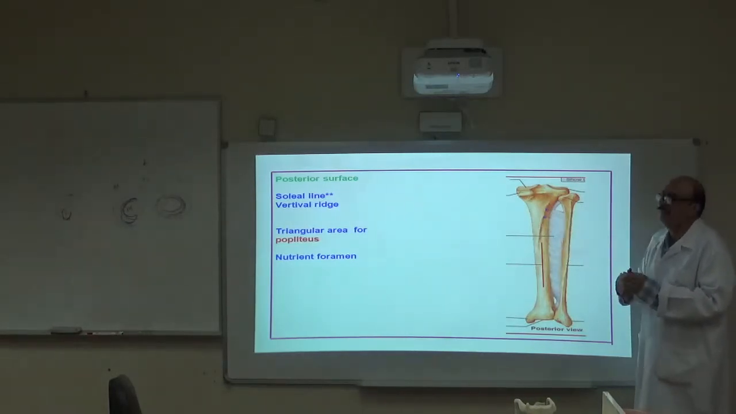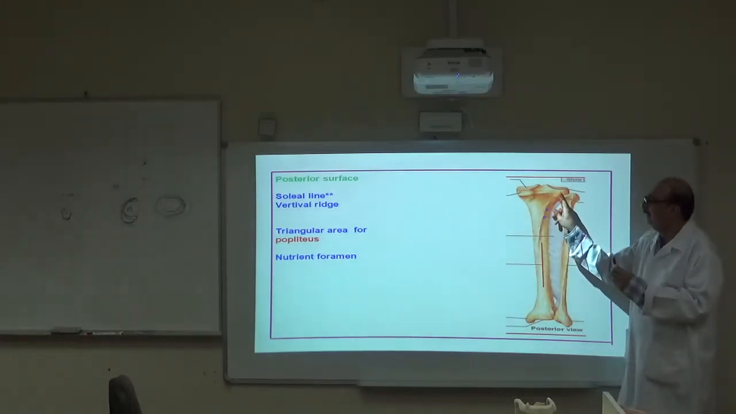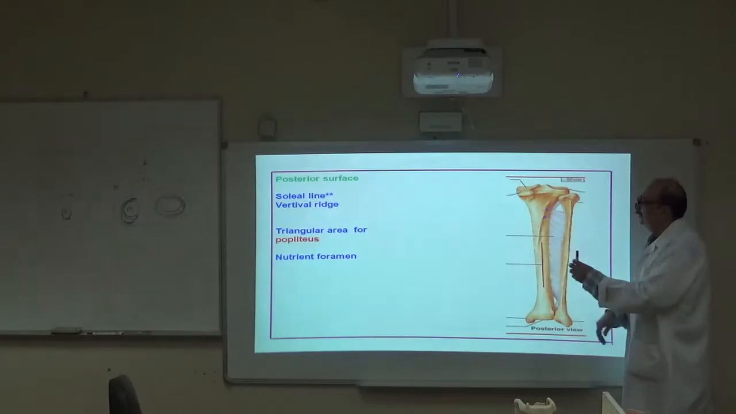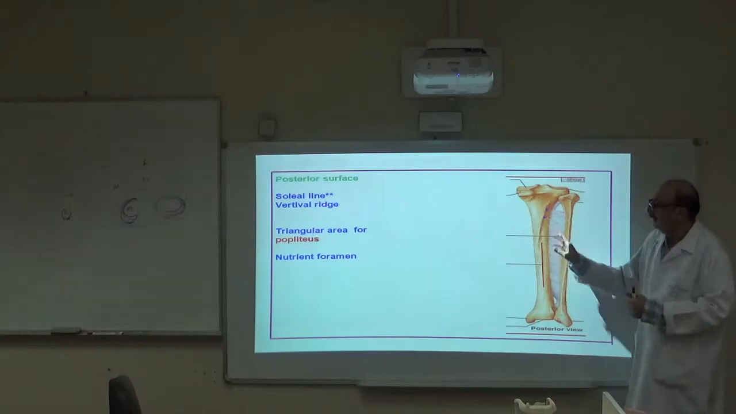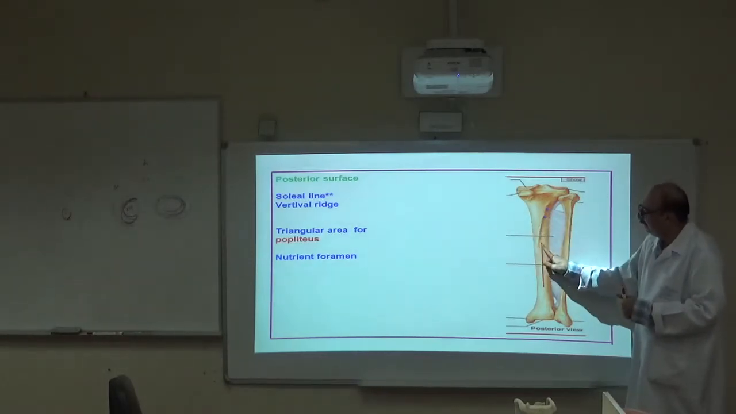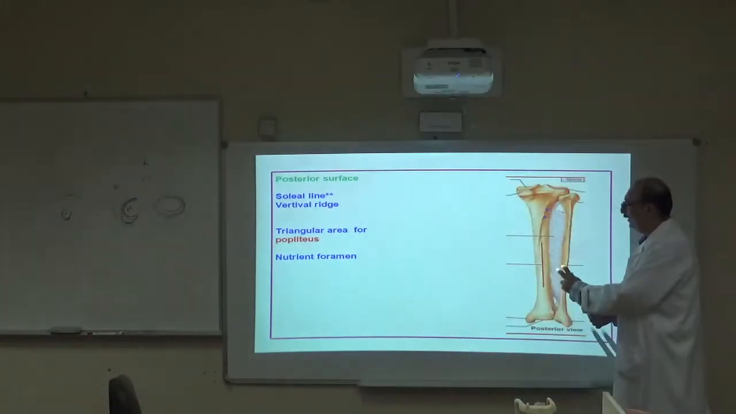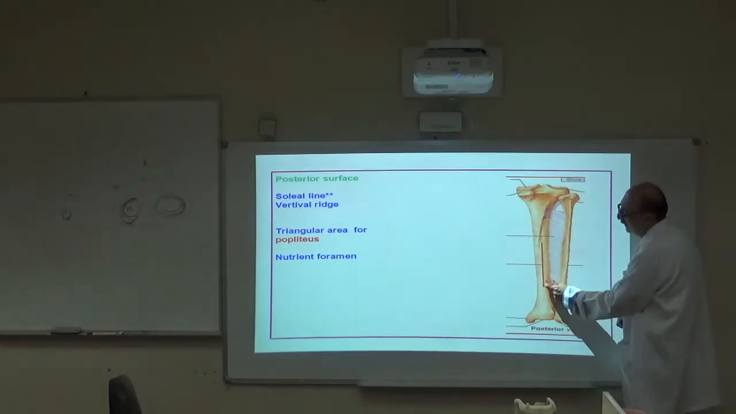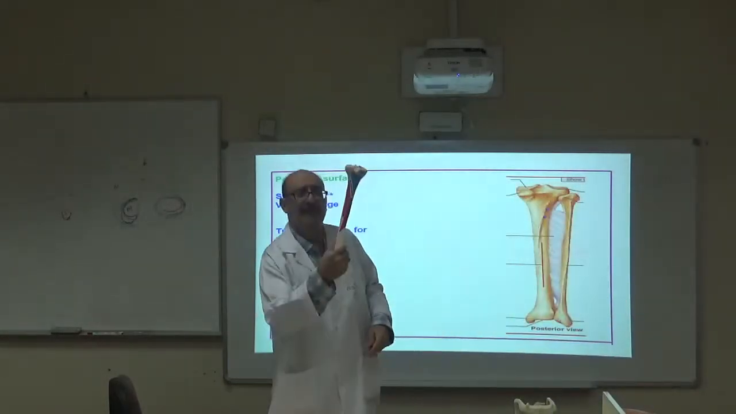What is the soleal line? The soleal line is a rough area or line structure on the back of the tibia, starting from the lateral condyle up till near the mid of the shaft. This gives attachment to the soleus muscle. Then if you finish this line, you can feel a ridge. This is called the vertical ridge. This divides the whole of the posterior surface into medial and lateral areas for the attachment of muscles. We will appreciate these muscles.